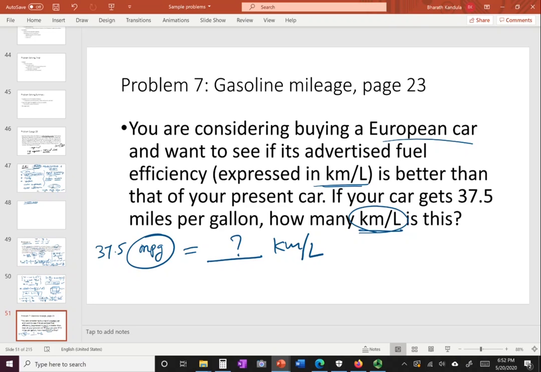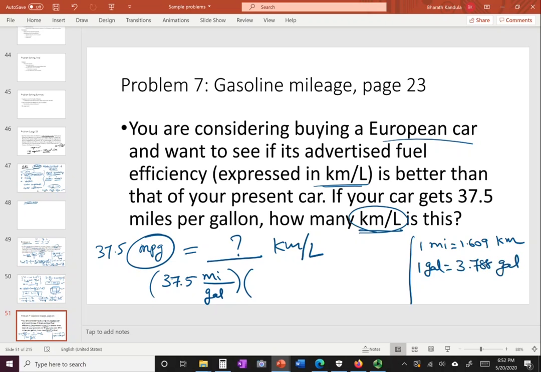Okay, right. So how do you do the conversions here? Using conversion factor, right? So this is miles per gallon. Understand? So we need to convert this into kilometer per liter. So the conversion factors are 1 mile is always equal to 1.609 kilometers. And 1 gallon is always equal to 3.785 liters. Understand? So these are the conversions.